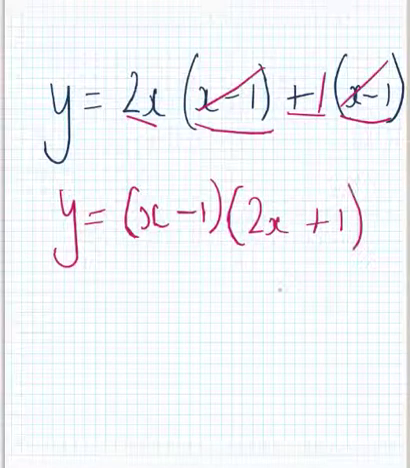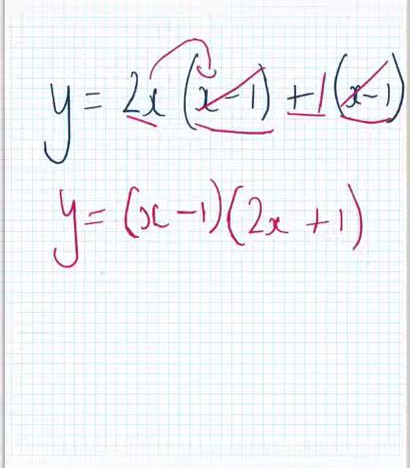Okay, so with these types of equations, don't expand it and then try and factorize it. The quicker way is to take out the factor in the brackets if they're the same, and then put whatever else is in another bracket. Okay, so that's an example of that one.